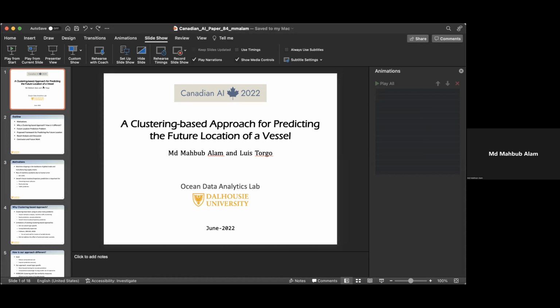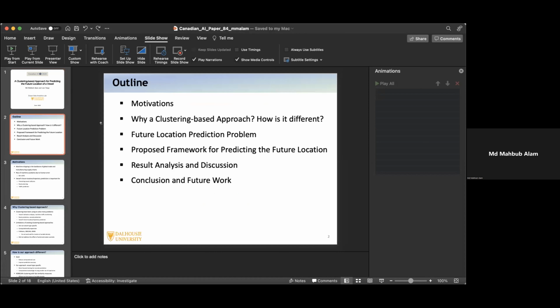Today I'm going to present our accepted paper, a clustering-based approach for predicting the future location of a vessel. This is my outline. First I will discuss a little bit of background, then I will present the problem of future location prediction and the proposed framework for predicting the future location. Then I will present some results, and finally I will conclude this presentation.